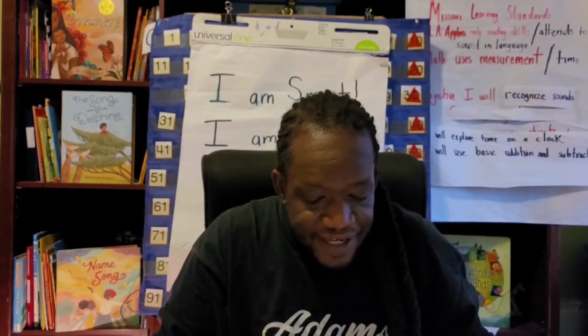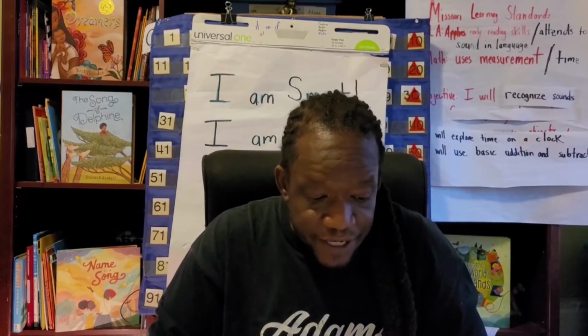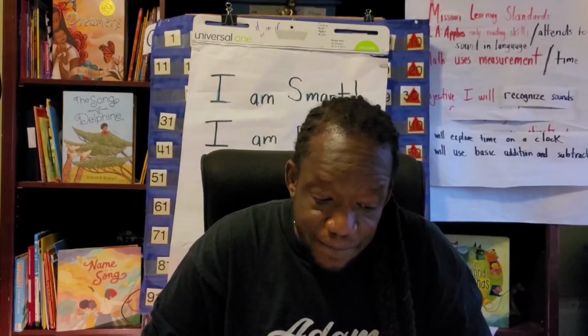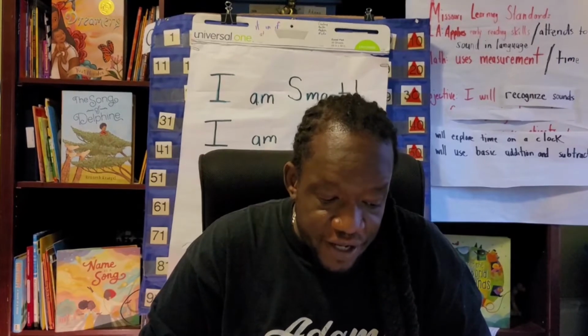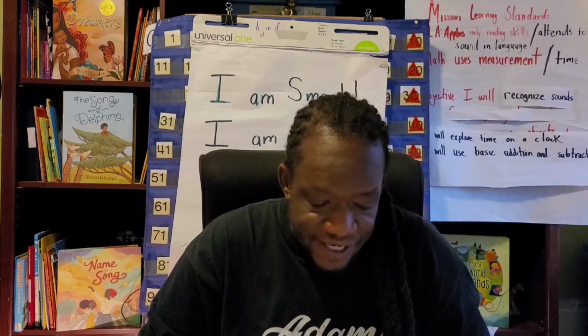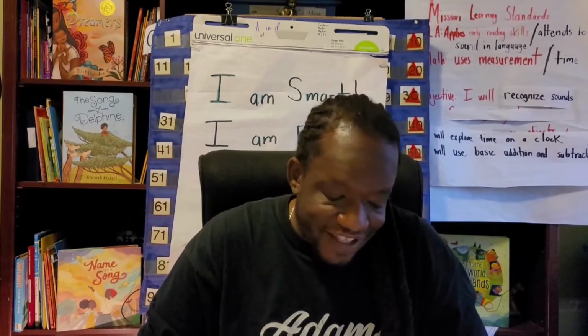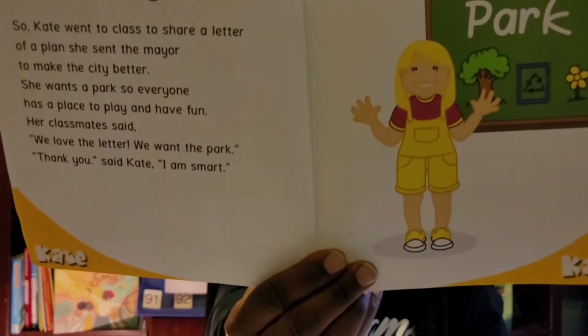So Kate went to class to share a letter of a plan she sent to the mayor to make the city better. She wants a park so everyone can have a place to have fun. Her classmate said, "We love the letter. We want the park." "Thank you," said Kate. "I am smart."